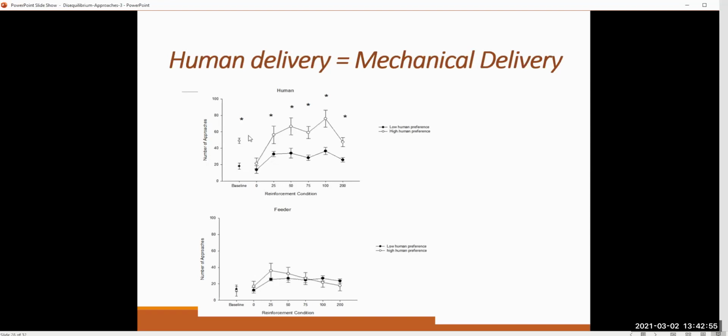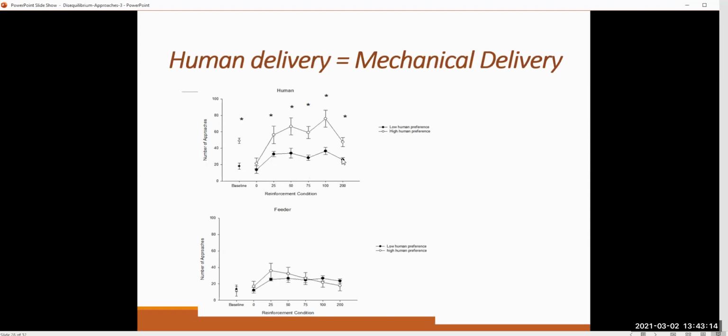Very different characteristics. So simply knowing this, I'd expect that you'd have many more approaches for the human preferring dogs, and that at some point, even though they preferred humans, it was starting to get too much. And by God, they were dipping below their bliss point at 200.